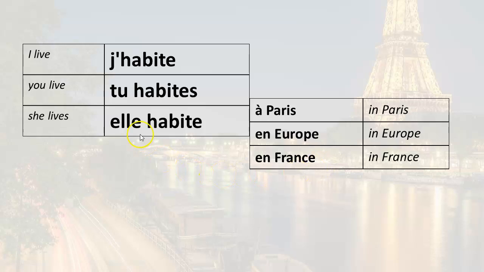She lives. Elle habite. She lives in Paris. Elle habite à Paris. She lives in Europe. Elle habite en Europe. She lives in France. Elle habite en France.